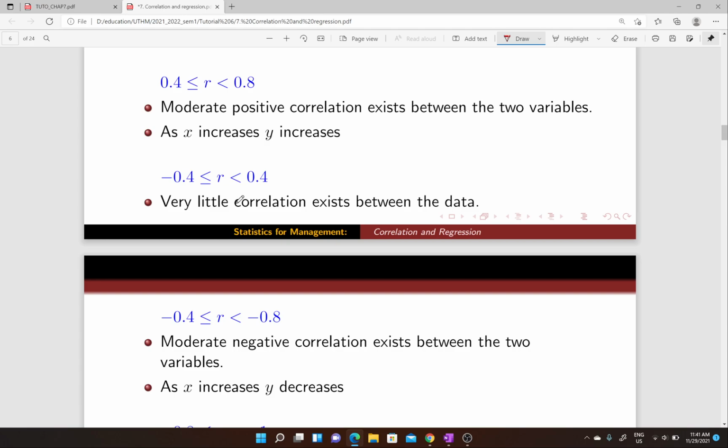No need to write whether x increases or decreases, because the data is scattered up and down. There is no good observation on this relation.